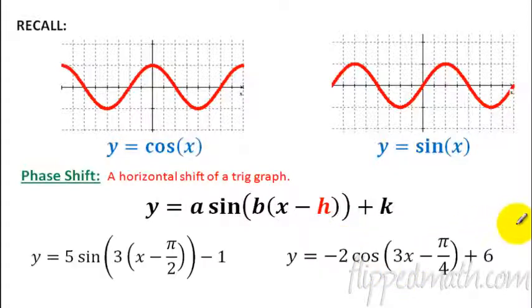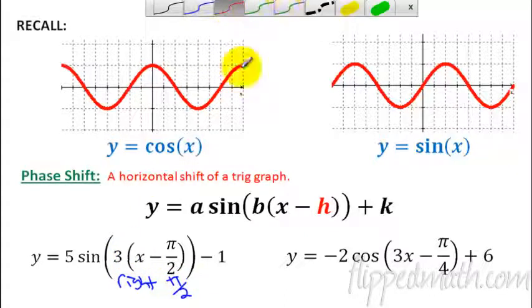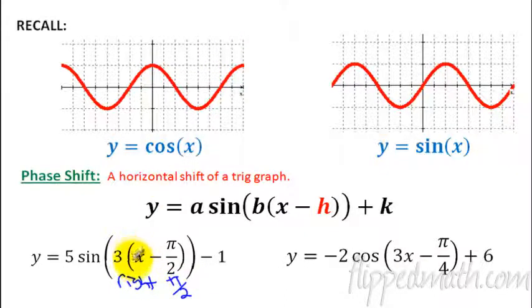Now to explain this, here's a couple quick examples you might write down. So this graph is moving right pi over 2. Notice that the coefficient of x is a 1. And then in the next one, we have the 3 here that's being multiplied to the whole thing.